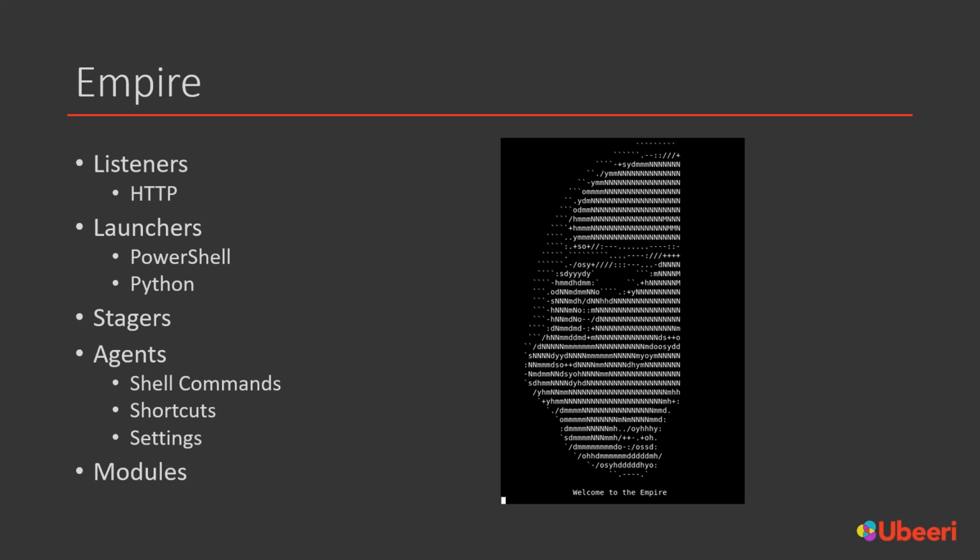But there are five main components here of the Empire platform that make those C2 basics work that Barrett just talked about. So listeners, launchers, stagers, agents, and modules all are separate pieces of Empire that work together to establish communication between your attacking server and the compromised host, and then do various activities on the compromised host and its network.